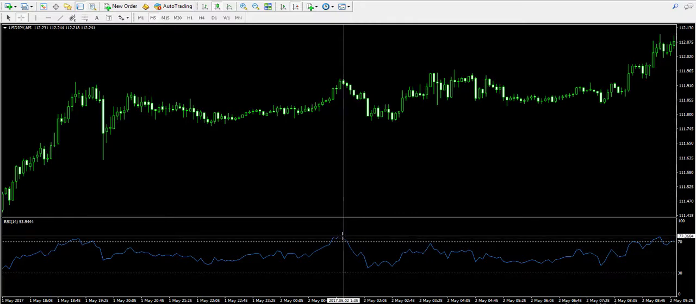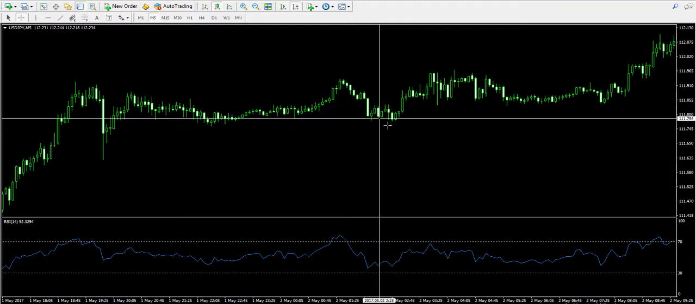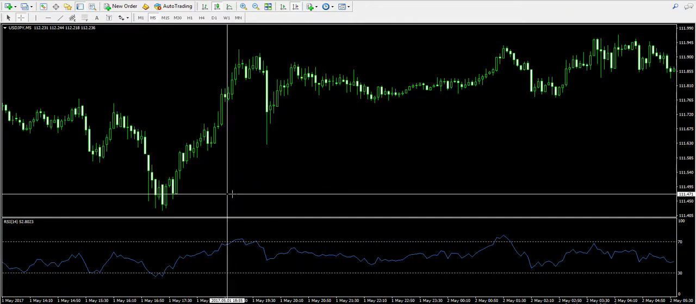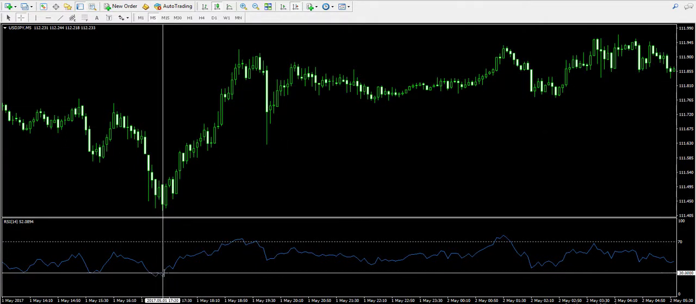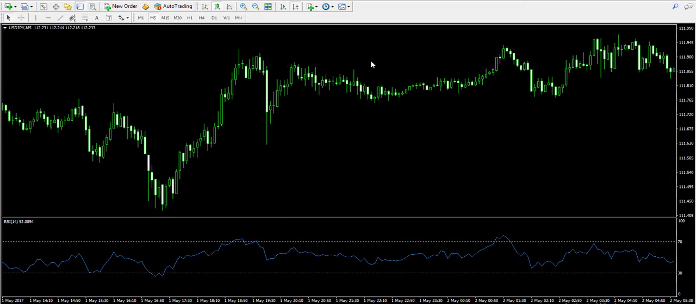Let's do another example. We have an overbought signal. Over here, a decrease follows. Again, overbought here, a decrease comes on the chart. And here we have an oversold signal, price increases.